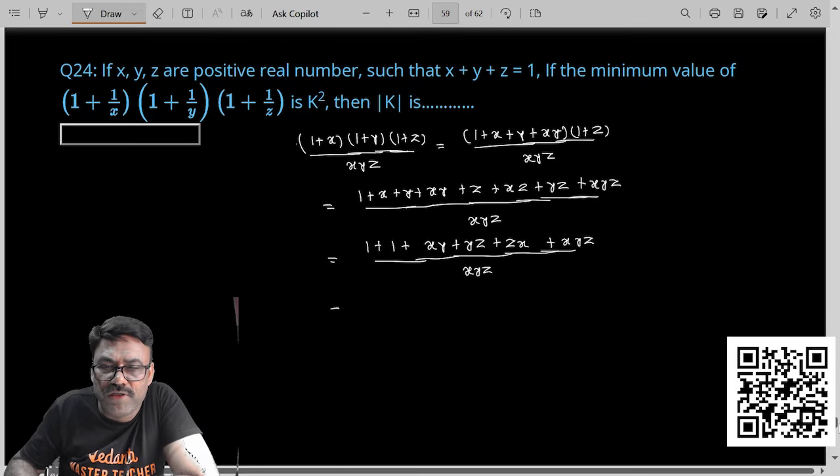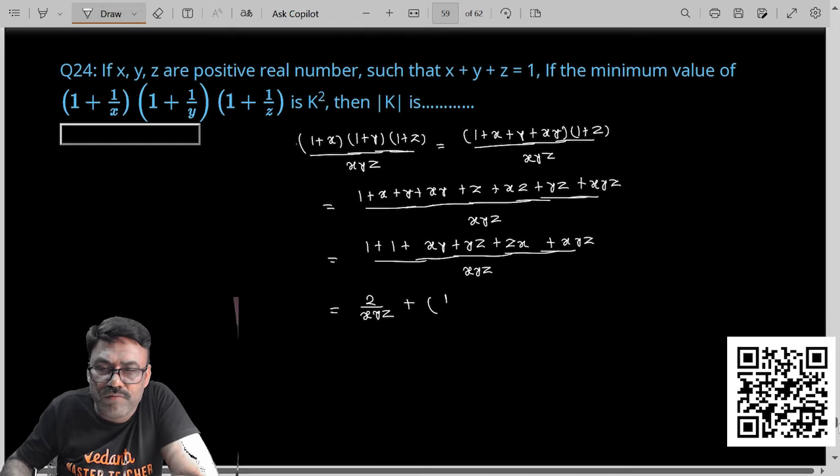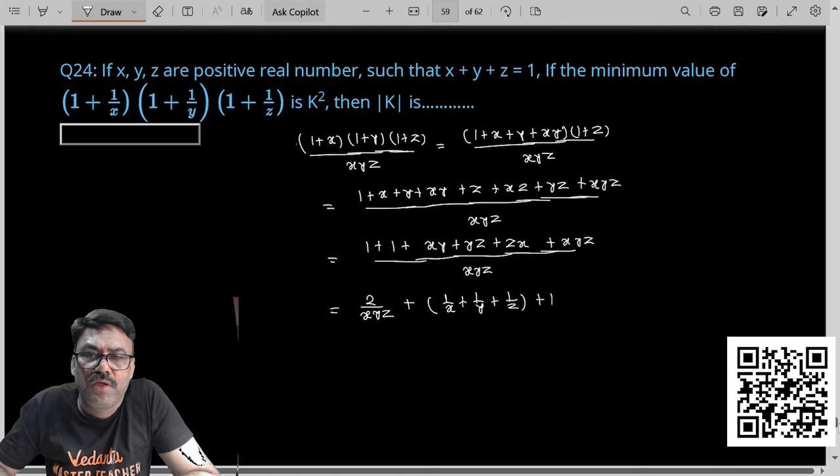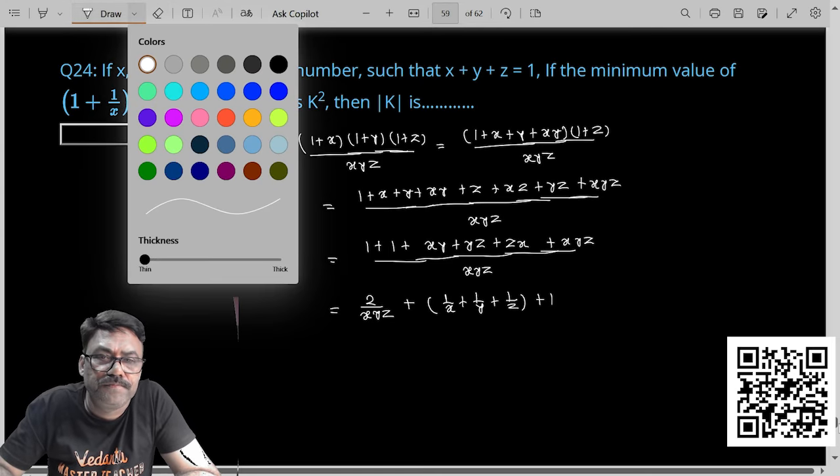Now just divide by xyz, so you will get 2 over xyz plus 1 over x plus 1 over y plus 1 over z plus 1. This is what you are getting. So ultimately this expression simplifies to this. Now just use AM, GM, HM.